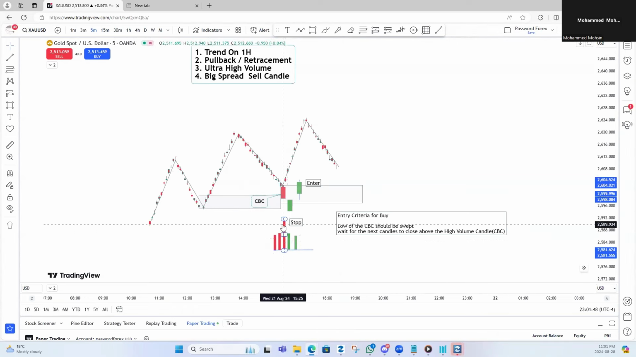Once I see that the high volume has been confirmed, I wait for the low to be swept. Once the low is swept of this candle and the next candle closes inside, I still wait. I haven't taken the trade as well right now.